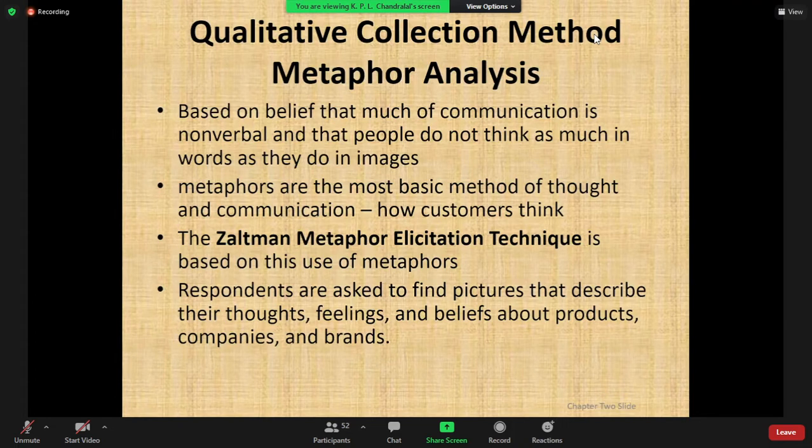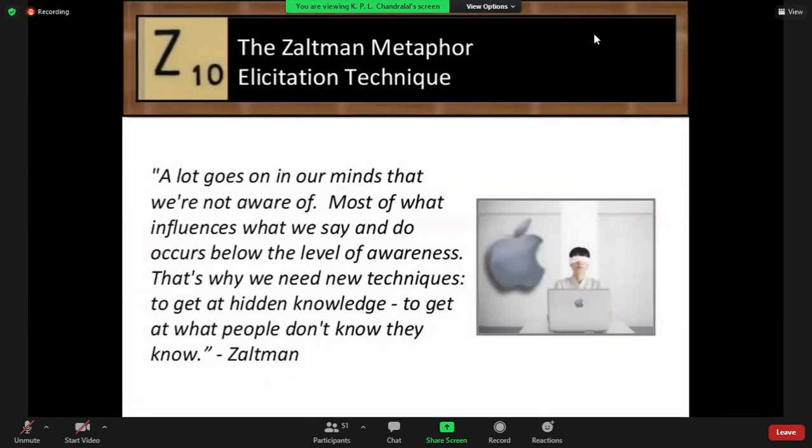That is what we call the ZMET technique, but Zaltman has obtained the patent. If you want to use this technique, we usually have to get his consent. Otherwise, it's unethical.